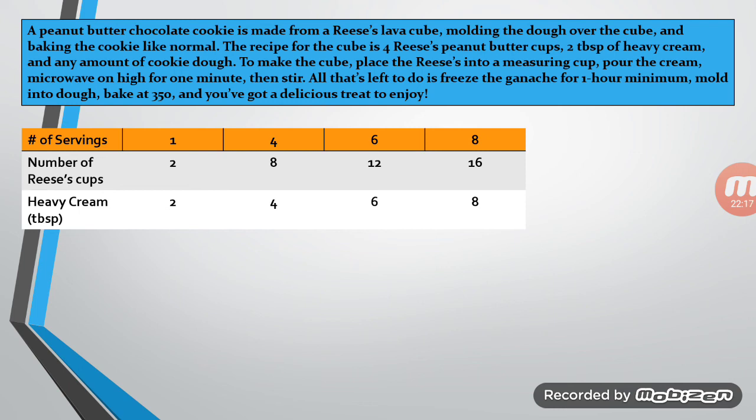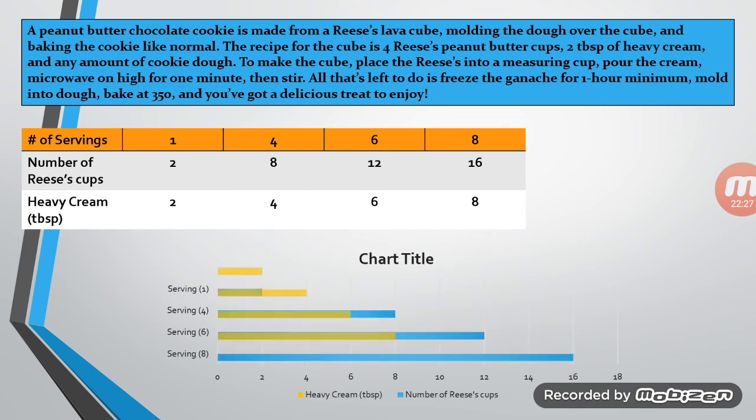Now, we also need to create a graph, a table graph, to show off the increased amounts. And here we are given those amounts. And if you look carefully, they are matched up with their number of servings, the Reese's peanut butter cup amount, and the tablespoon cream. Each one slowly increasing. The number of Reese's cups drastically increases over the span of the serving increase, and the heavy cream simply increases by its increments of 2.